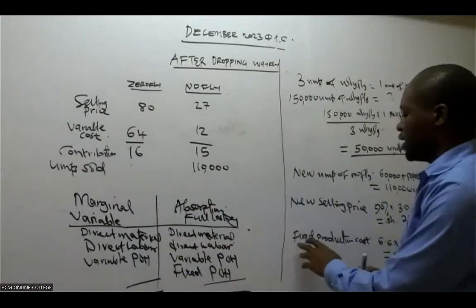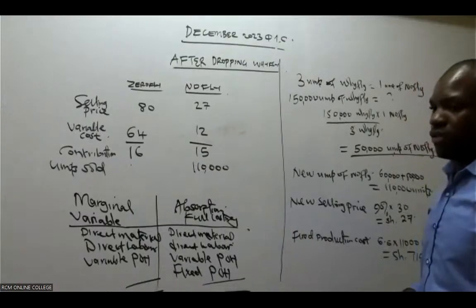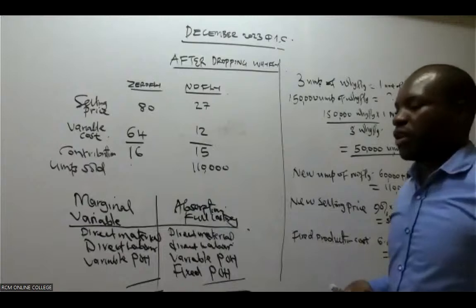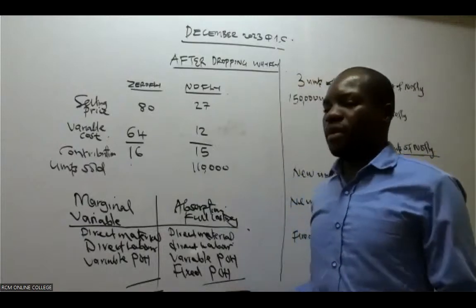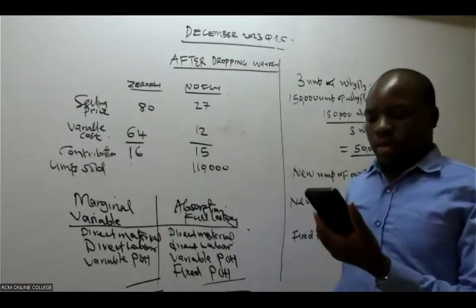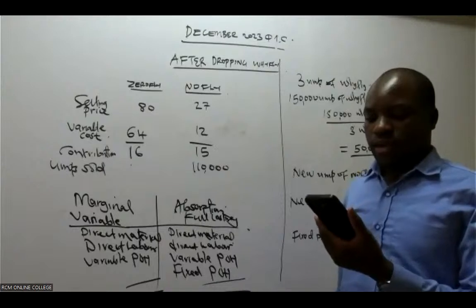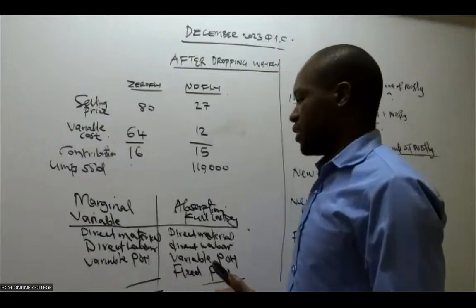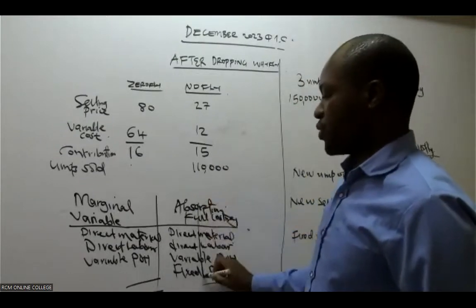Now that we've seen the introduction of fixed production overhead, are we given any information? Additional information number 5, what does it tell us? The company, that is TL Limited, prepares statements on a marginal costing basis. So on a marginal costing basis, we are going to forget about the absorption.